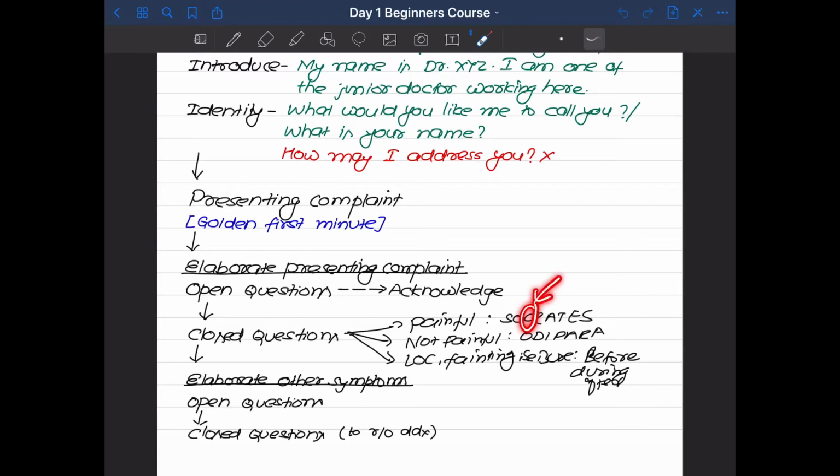On the character part, you can ask, can you please describe your pain for me? And then on the radiation part, you can ask, where does the pain go? And sometimes when the pain is in the lower part of the tummy, that is generally the case when the pain is coming from somewhere else into the lower part.